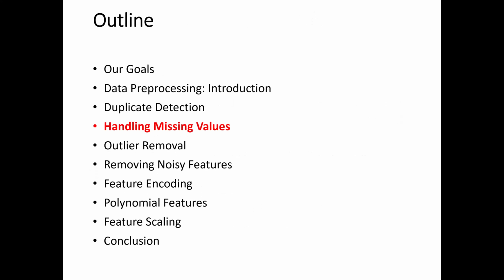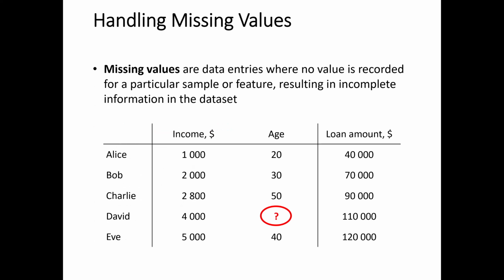Let's move on to the next topic: handling missing values. Missing values are data points where no value was recorded for a particular sample or feature, which means our dataset ends up with incomplete information. And again, we need to take a closer look at why our data isn't perfect. Where did those missing values come from?